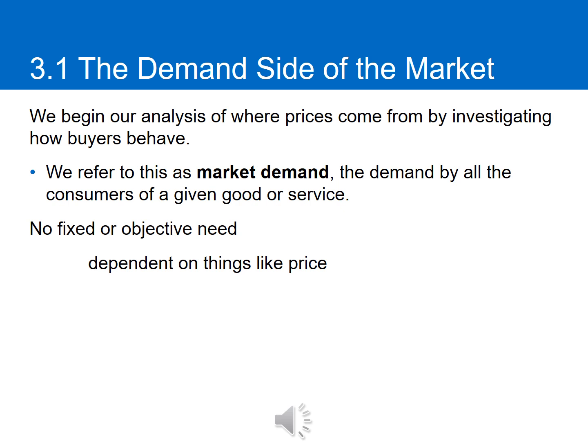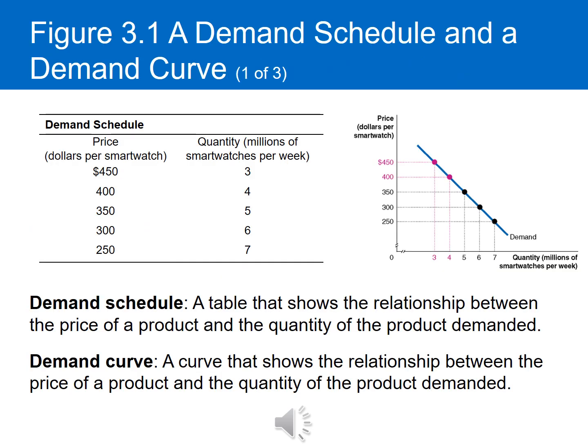Now, there's no fixed or objective need that's going to determine the demand. The market demand is going to depend on things like price and some other variables, which we're going to talk about later. This slide contains both a demand schedule and a demand curve. A demand schedule is simply a table that shows the relationship between the price of a product and the quantity of that product being demanded.